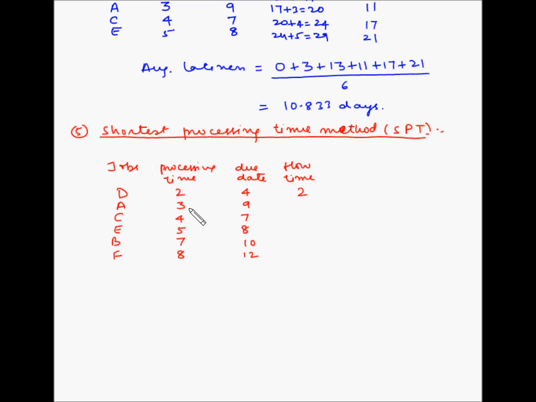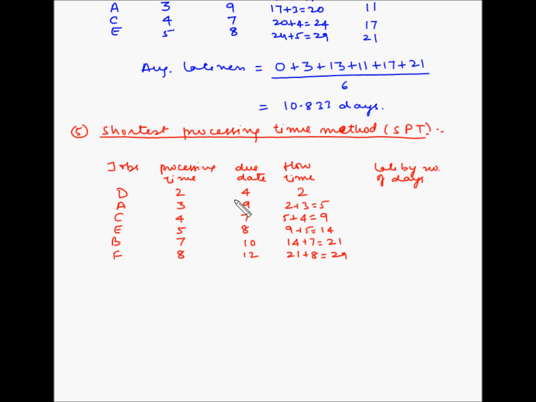A has a processing time of 3 days. So 2 plus 3, which is fifth day. C will be 5 plus 4, which is ninth day. E will be 9 plus 5, which is the 14th day. B will be 14 plus 7, which is the 21st day. And F is 21 plus 8, which is the 29th day. Now let us find out the late by number of days.